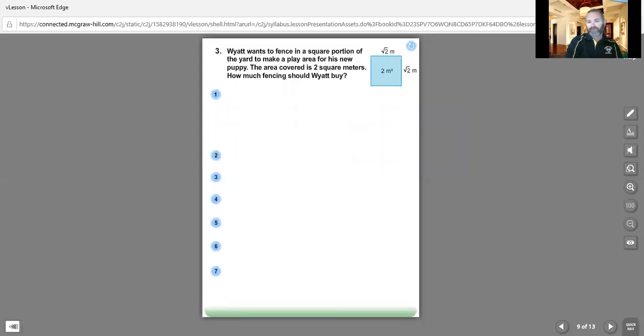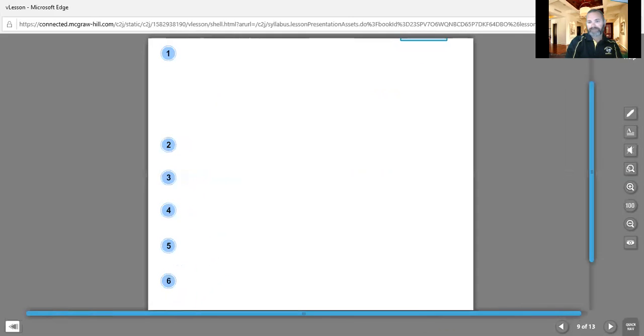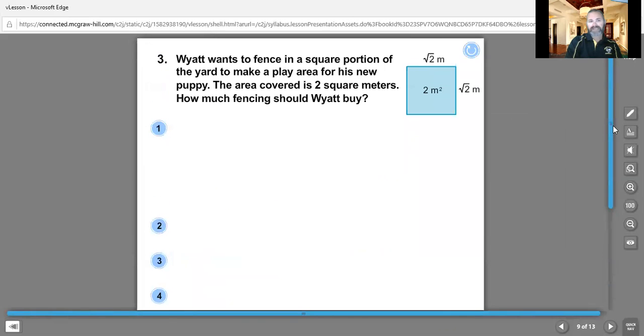Okay, if we look at this next problem, it says Wyatt wants to fence in a square portion of the yard to make a play area for his new puppy. Now, when you're fencing in a square portion of your yard, you need to know how much fence you're going to buy. It says this area covers 2 square meters. But if you notice, the side lengths of this square are the square root of 2 meters.